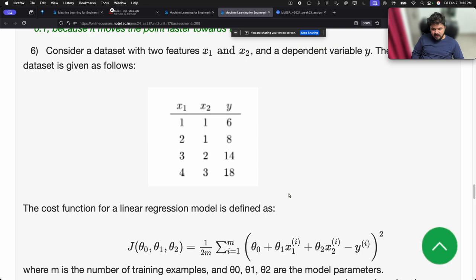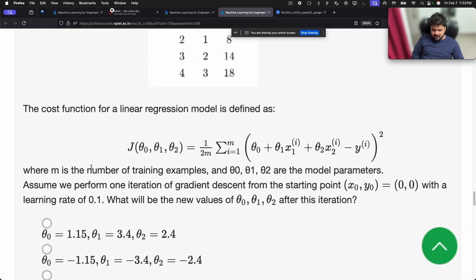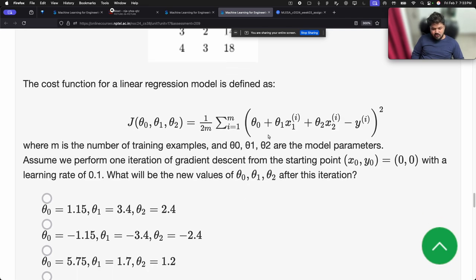Okay, consider a data set with 2 features and dependent variable y. The data set is given as follows. The cost is given like this. Okay, you have to basically perform gradient descent for 1 iteration and compute this thing. Very simple question again.